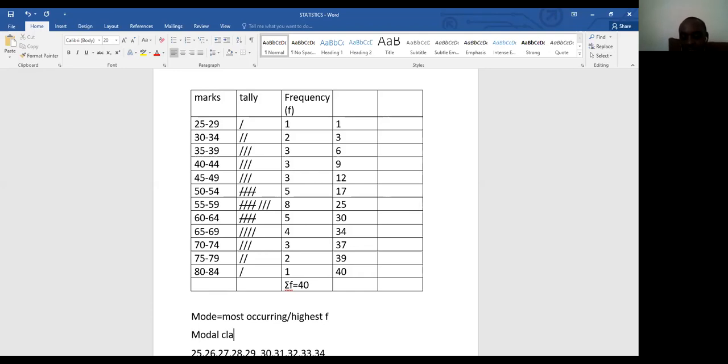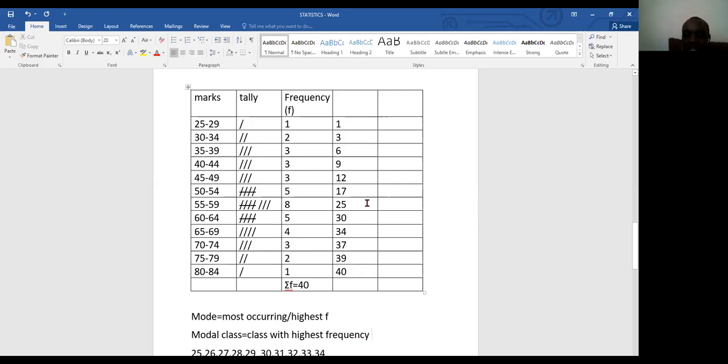Modal class. So modal class is a class with the highest frequency. The class with the highest frequency is called the modal class.